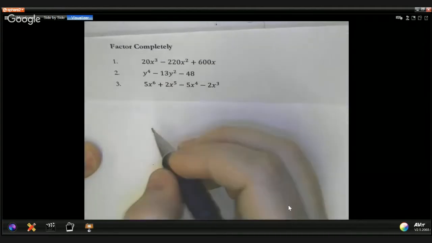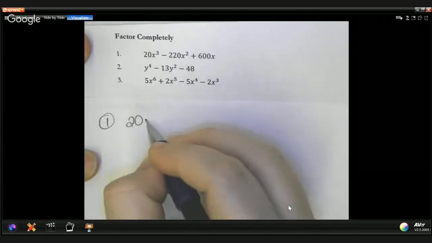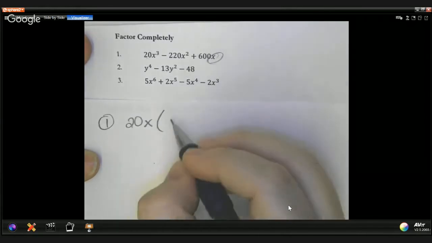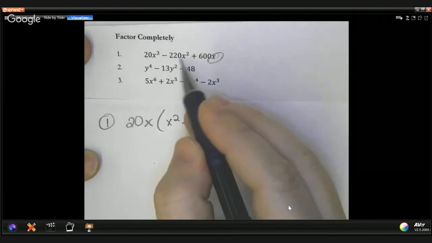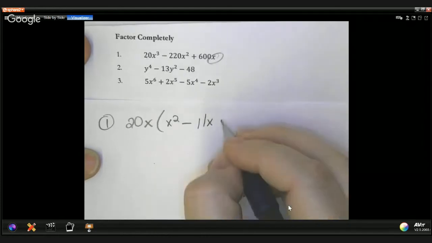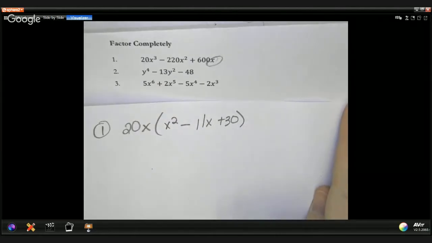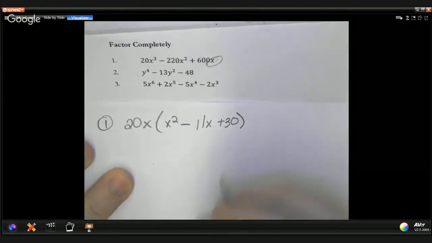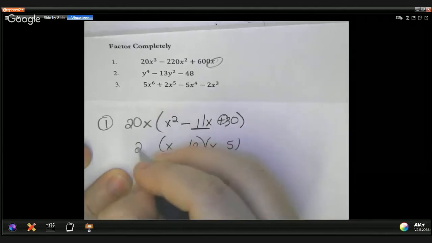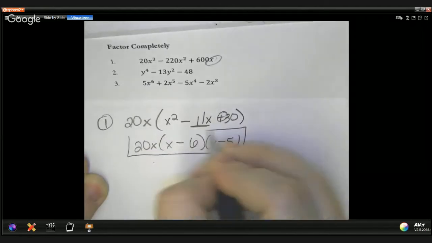I'm going to rewrite them. So for number 1, if you notice, I could take out a 20x in everything, because that's my smallest exponent, just an x, so I could take that out. 20 divided by 20 is 1, so it's x squared. 220 divided by 20 is 11, so it's 11x. And 600 divided by 20 is 30. So now when you have a trinomial, you have to think, okay, what times what gives me 30, adds to give me 11? Well, that's 6 and 5. And the only way I can get a negative 11 is if they're both negative. And that's the answer.